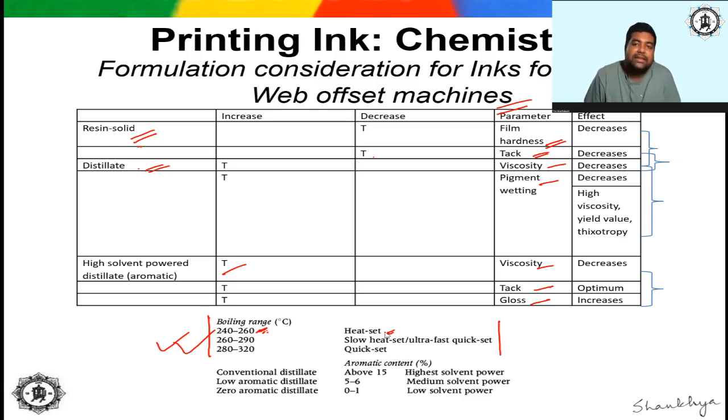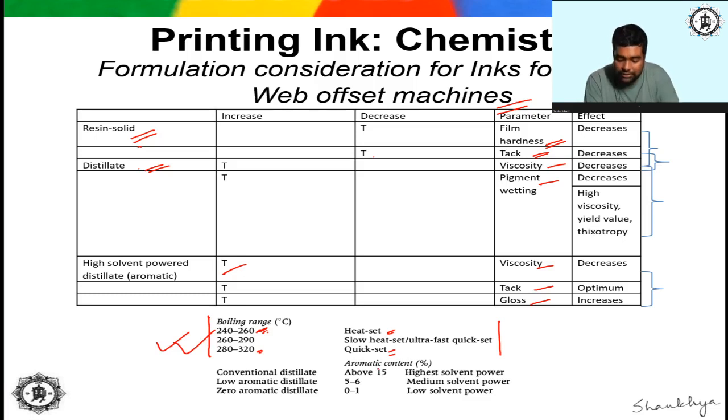That is why, if the boiling range of this distillate is very high, then it will require very high heat to evaporate that. We don't want that. At a very high heat, it can burn. The paper can catch fire. So that we don't want. Okay. Then as we go on increasing the boiling range, essentially, this highest boiling range is used for preparation of your quick setting.